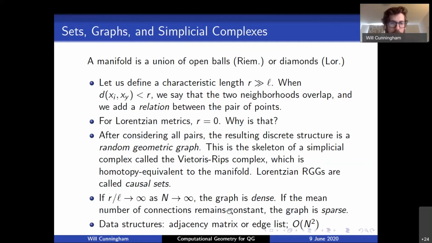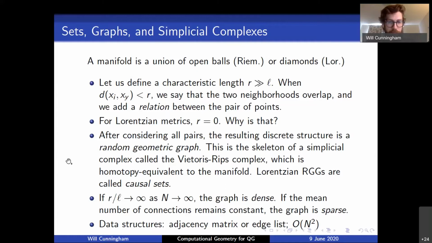So if the mean number of connections, on the other hand, remains constant, if that ratio goes to a constant instead of infinity, then we call the graph sparse. And this is what you might think of as a triangulation or some mesh on some surface. The difference between these types of graphs is very important because the discrete observables may converge in the dense case, but do not converge in the sparse case. Or if they do converge in the sparse case, it will be at a much slower rate. And so it's very hard to deal with these types of graphs.